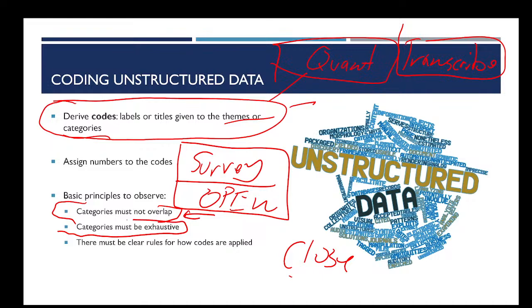Your categories also have to be exhaustive, so they have to cover everything that's in your data. If you're going through data and you find a statement that just doesn't fit, then you have to make up a code for it.